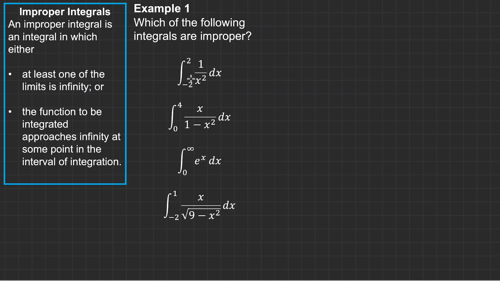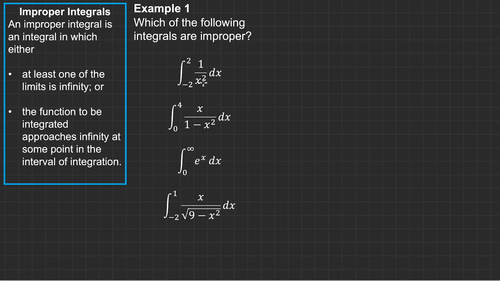and why. So if we look at the first one, well, we can see that the limits between -2 and 2, neither of them are infinity. So for that reason, it may not be improper. But if we look at 1 over x squared, we need to see what's going on here.